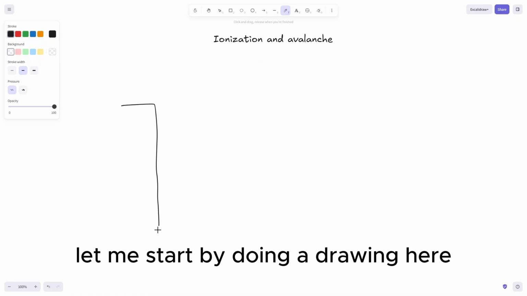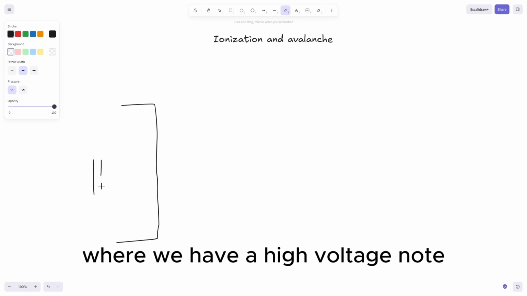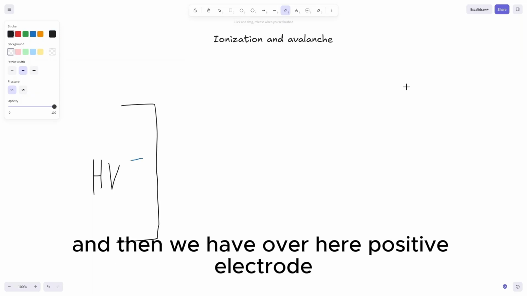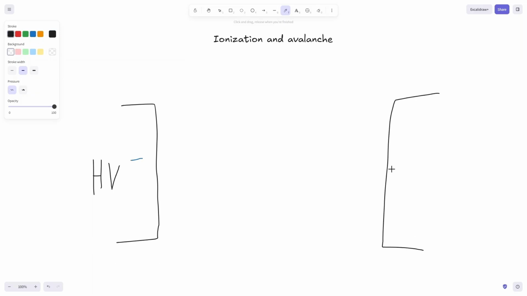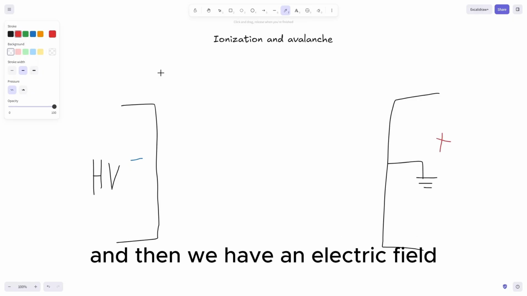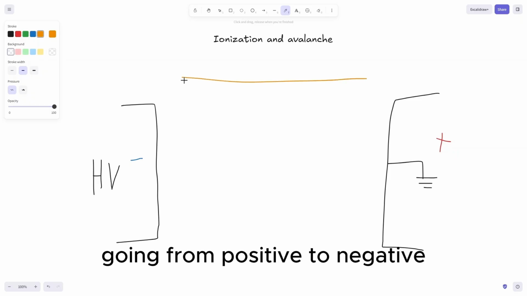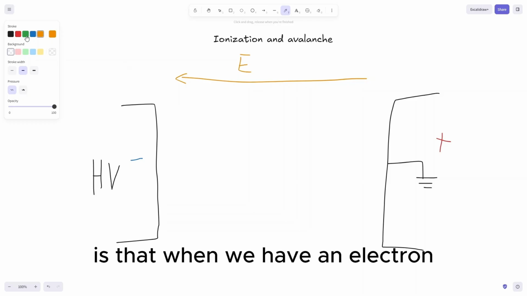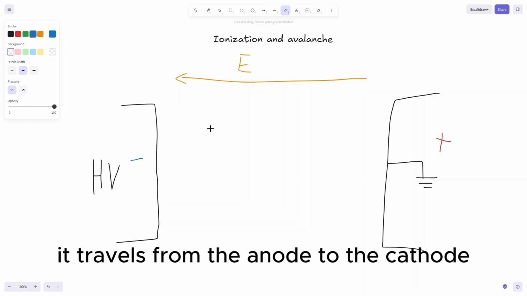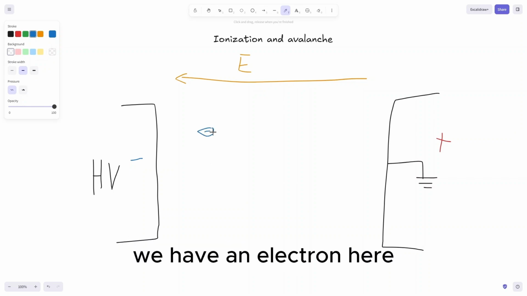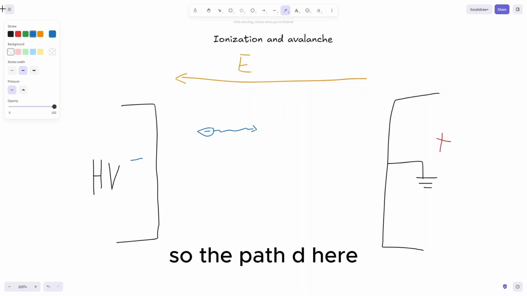So what is ionization? Let me start by doing a drawing where we have a high voltage node sitting at a negative potential, and then over here a positive electrode, ground reference, sitting at a positive potential, and then we have an electric field going from positive to negative. The way that ionization happens is that an electron travels from the anode to the cathode and gains enough energy. So let me try to draw it. We have an electron here, and the electron travels along its path, the path D here.